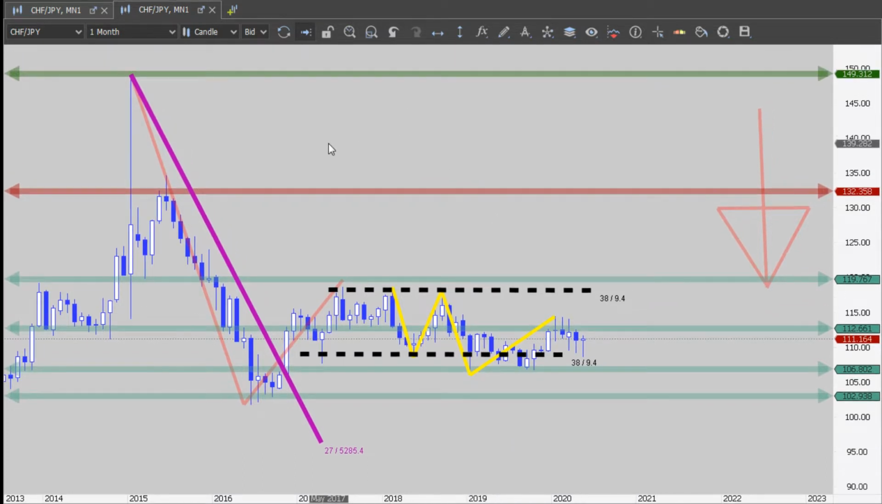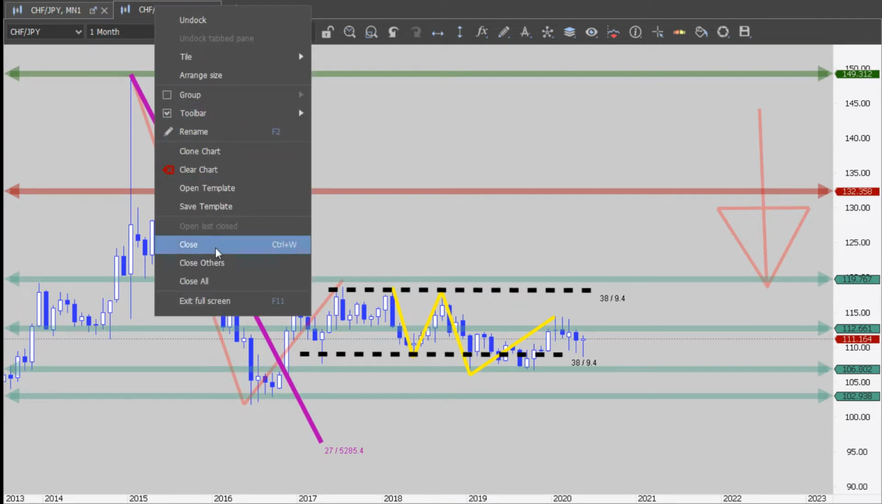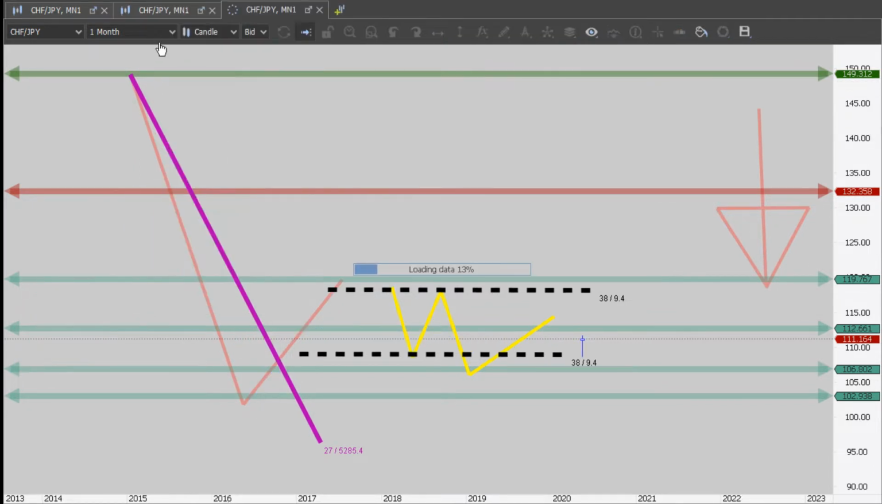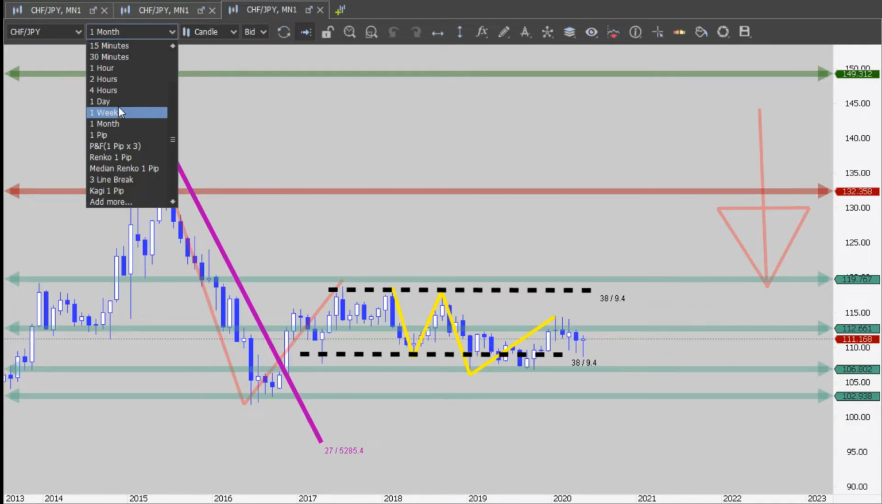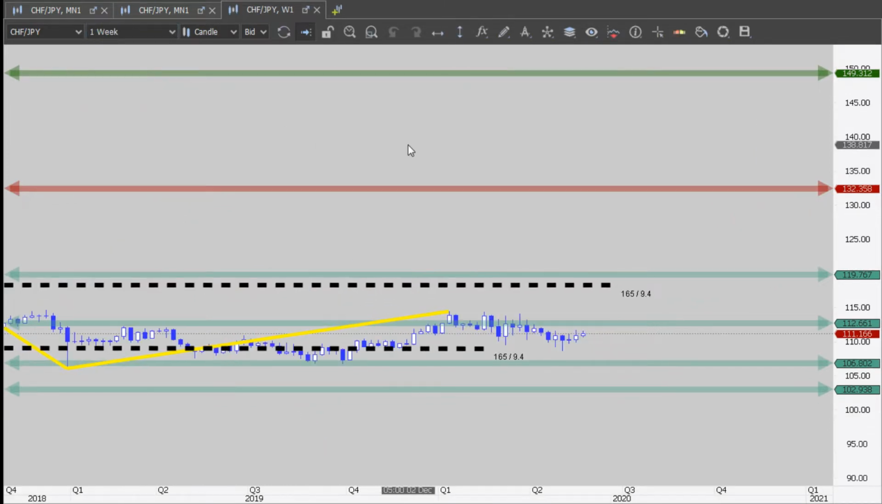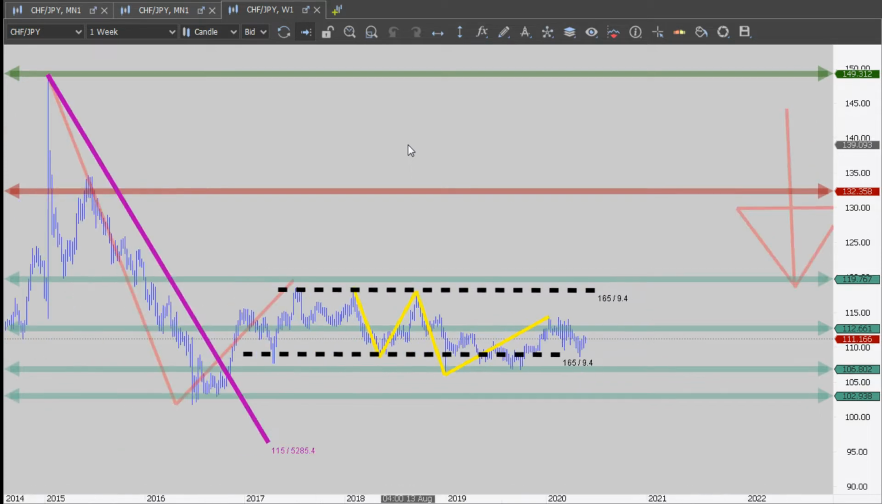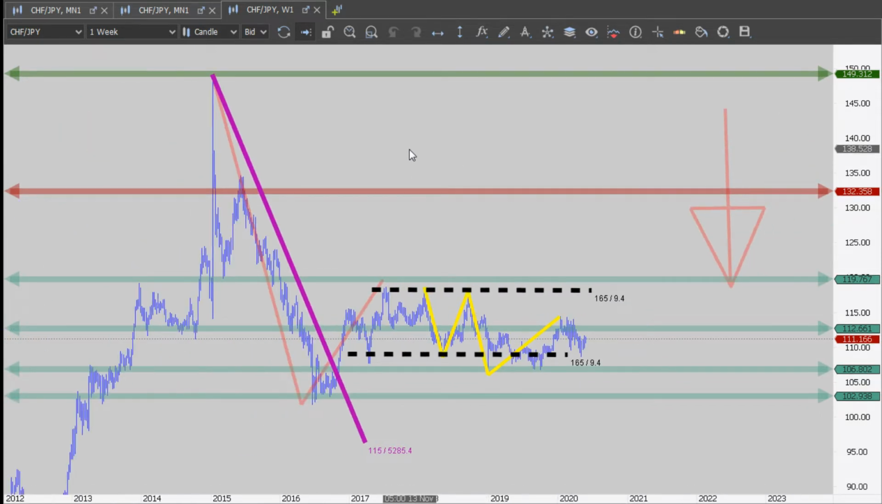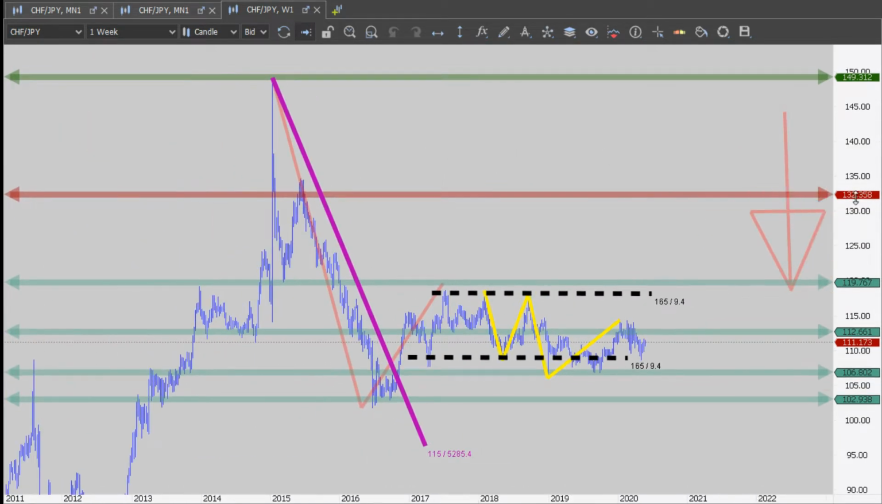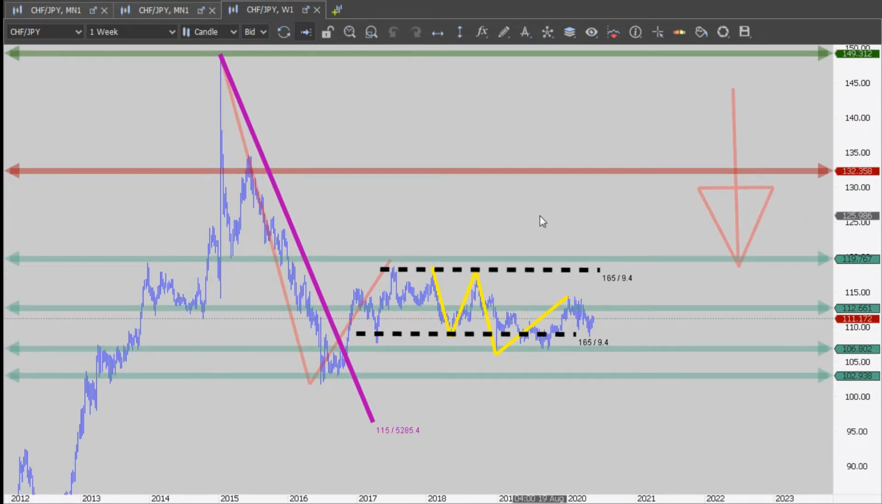Okay, so this is from the monthly chart. Now what we're going to do, we are going to clone the chart and we are going to push on the weekly. Thank you, Zuelius, for this nice feature. I didn't know. Right, so we have the same stuff.